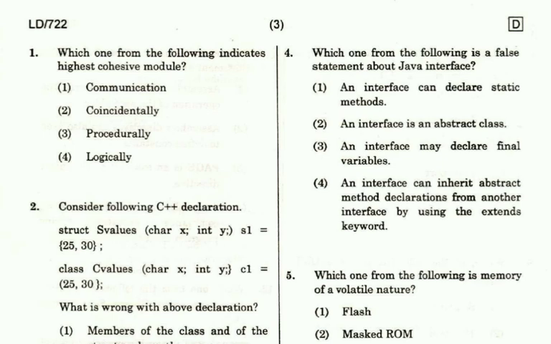Which one from the following indicates highest cohesive model? So here cohesion refers to how closely the functions in a module are related. Logical cohesion means all functions are grouped based on logical similarity, making it highly cohesive. So option 4 logically is the right answer.